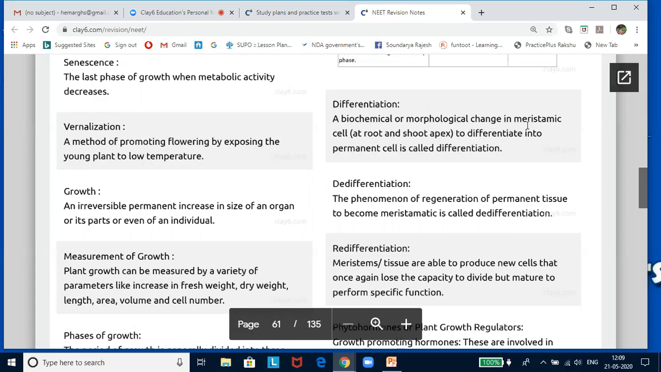De-differentiation: the living differentiated cells which have lost the capacity to divide can regain the capacity of division under certain conditions. This phenomenon is what we call de-differentiation. For example, formation of meristems like interfascicular cambium and cork cambium from fully differentiated parenchyma cells. Redifferentiation: during the process of de-differentiation, some meristematic tissues are able to divide and produce cells that once again lose their capacity to divide, but they mature to form cells with specific functions, and this is called redifferentiation.